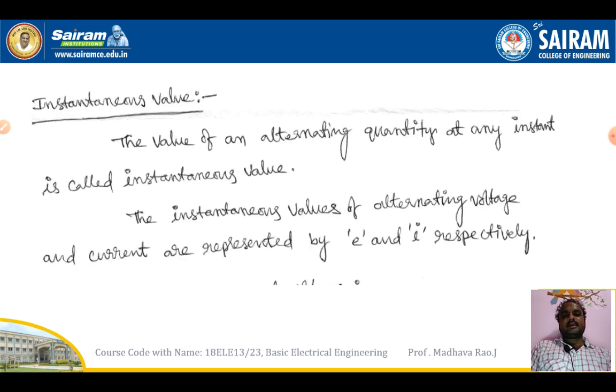Next one, instantaneous values. The value of an alternating quantity at any instant in a waveform is called the instantaneous value. The instantaneous values of alternating voltage and current are represented by e and i respectively.